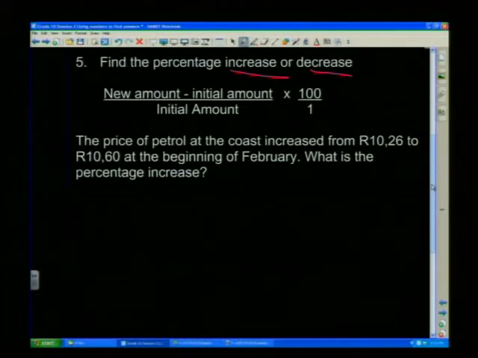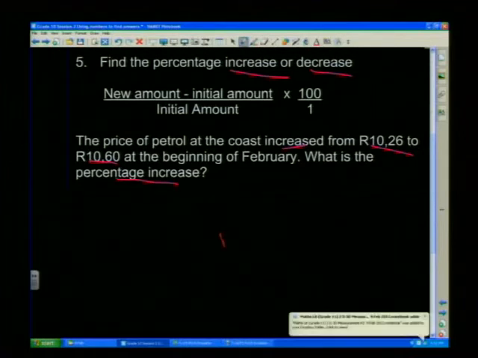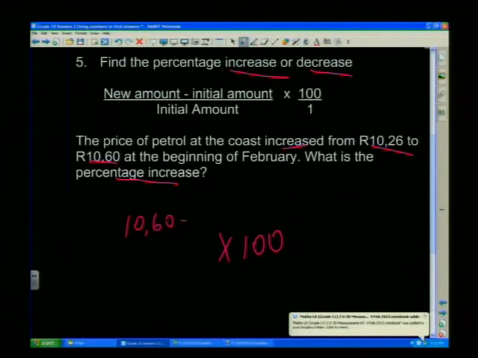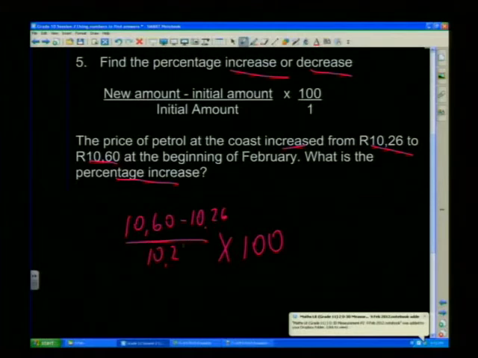So let's just quickly do an example. If the price of petrol at the coast increased from 10 Rand 26 to 10 Rand 60 at the beginning of February, what is the percentage increase? So for my percentage I'm timesing by 100. Now I'm looking at what fraction I'm looking at. Well, I'm looking at the amount of increase. So it was my new amount, 10 Rand 60, minus my old amount, which was 10 Rand 26, and I'm going to divide that by what I initially had, which was my 10 Rand 26.